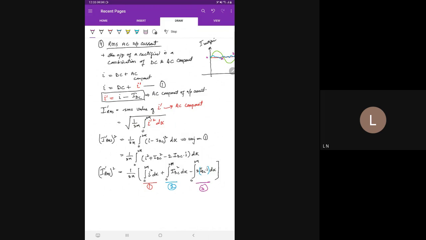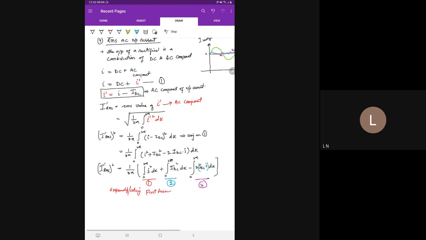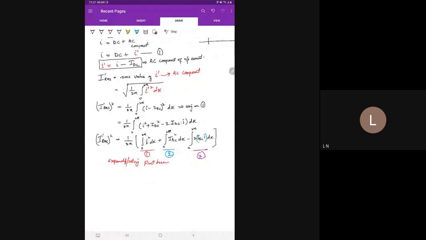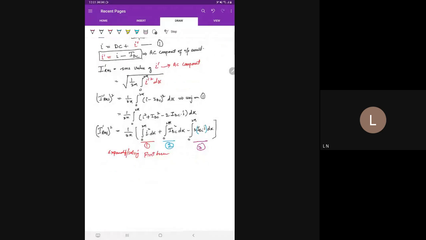So let's expand the first term now. Solving the first term. So what is the first term? All right. So we have three different terms, and if we expand them further, we will be able to find that. Let's not expand this first term here.